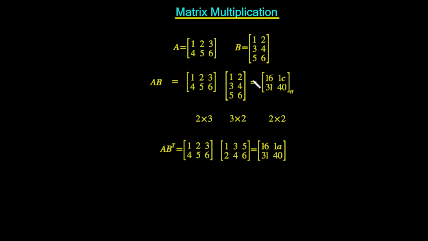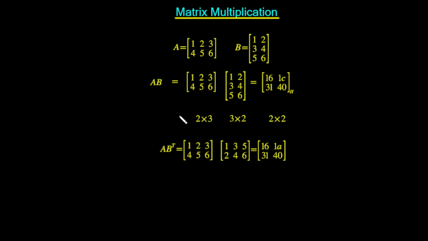Now to get the next one here, we're going to multiply the 1 and the 2, and then add on the 2 times the 4, and add on the 3 times the 6, and this gives us 1c in hex. I'll just talk through the last two here and that'll be us done. So the next ones are going to be 4 times 1, 5 times 3, and 6 times 5. And when we add those up together, we get 31 in hex. Now finally, we're going to have the 4 times the 2, plus the 5 times the 4, and the 6 times the 6. And that gives us 40 in hex. So our final answer is this matrix here. And you see I've put a little h next to it just to tell us it's actually in hexadecimal.